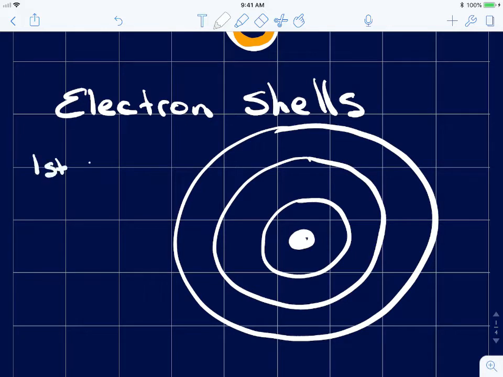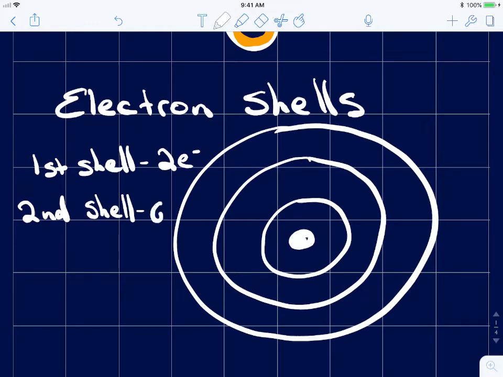The first shell holds 2 electrons, and we're going to draw it like this because electrons have a negative charge, so we're going to say 2 electrons. The second shell holds 8 electrons, and we are going to say, for the sake of this video, that the third shell also holds 8 electrons.